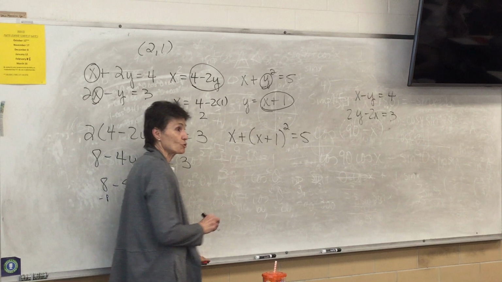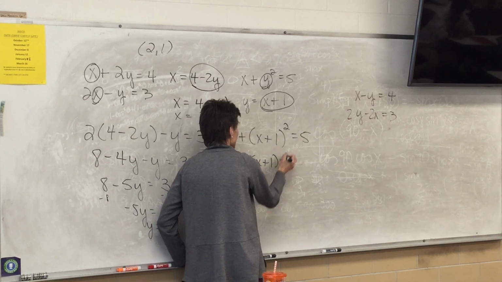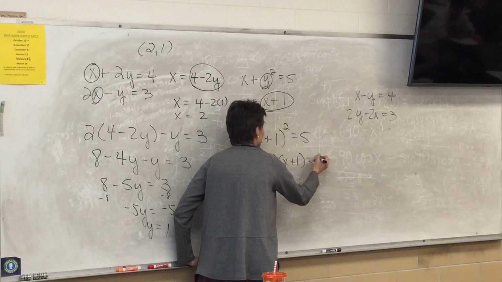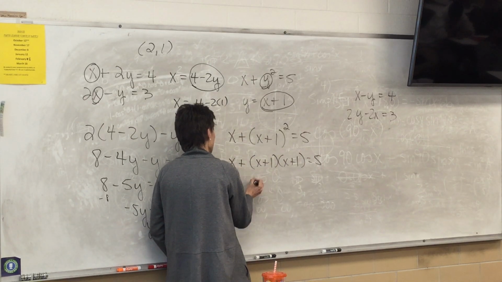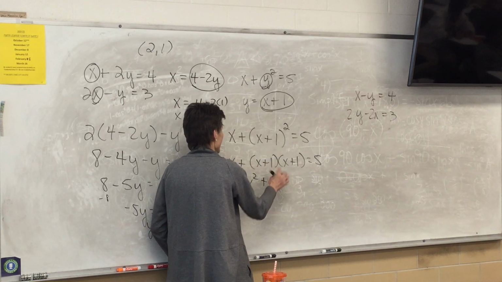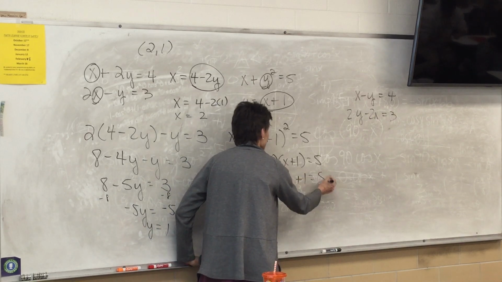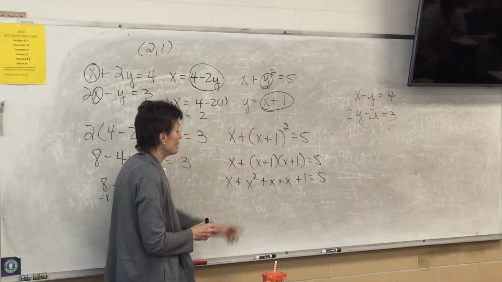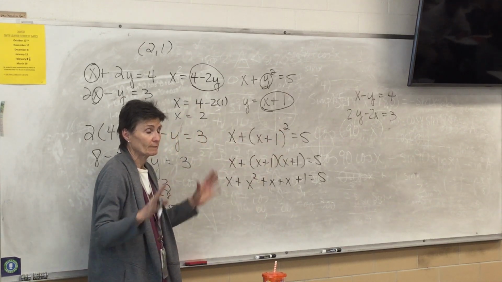I'm going to have to FOIL it, distribute this out. So x plus 1, x plus 1. So x plus, now I'm just foiling, x squared plus x plus 1 equals 5. That's a regular FOIL. Do not just square this. You've got to square the whole quantity. You've got to FOIL it out.